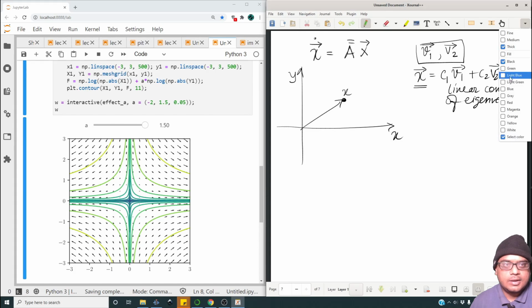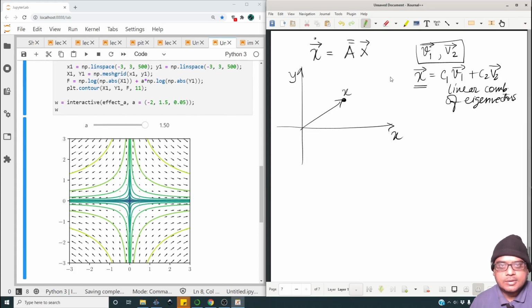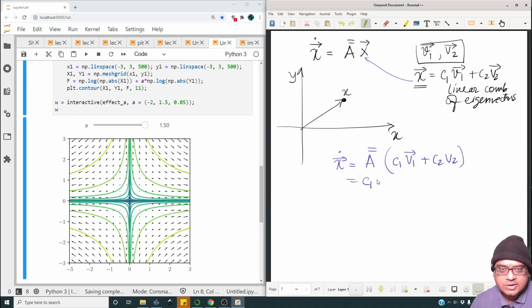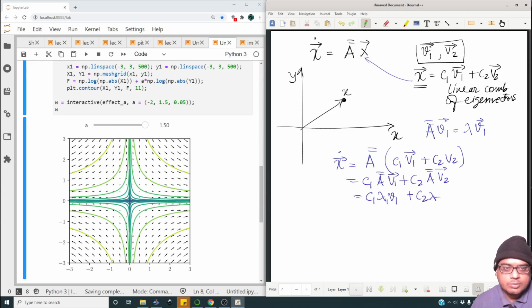Then I can substitute this over here and say x dot is equal to A times c1 v1 plus c2 v2, and this becomes c1 A times v1 plus c2 A times v2. But by definition of being an eigenvector, A times v1 will be lambda times v1. So this will be c1 lambda 1 v1, plus this will be c2 lambda 2 v2.